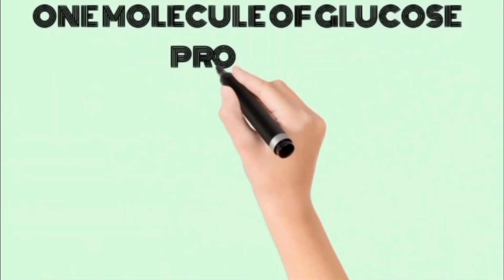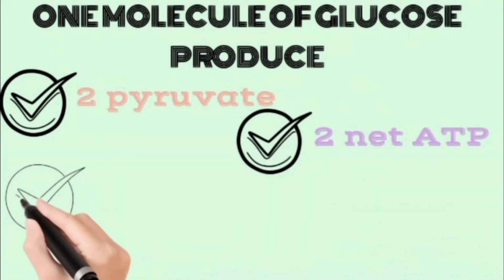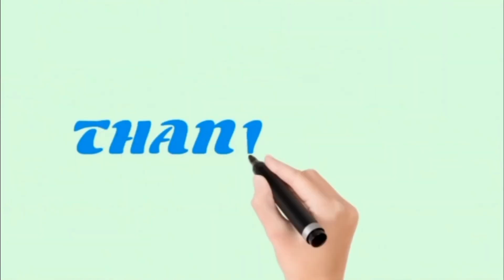One molecule of glucose can produce 2 pyruvate, 2 net ATP, 2 NADH plus H+, and 2 H2O. That's all for glycolysis.